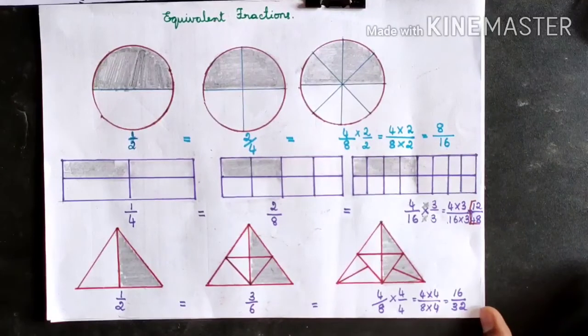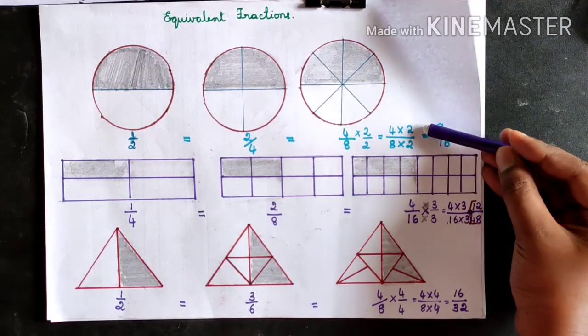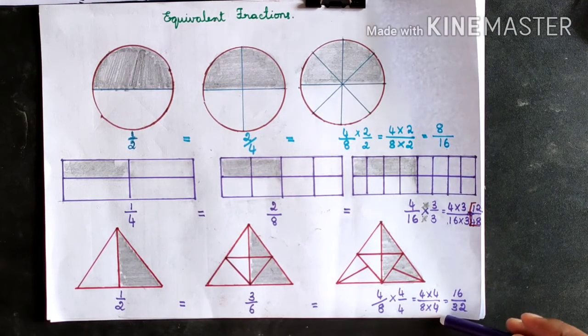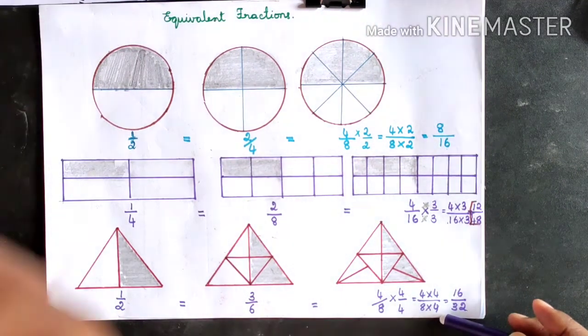So this is how we find the equivalent fraction. Let us recall, to find an equivalent fraction, multiply the numerator and the denominator by the same number. Let us now see how to check the equivalence of fractions. That means how to check if the fractions given are equivalent or not.